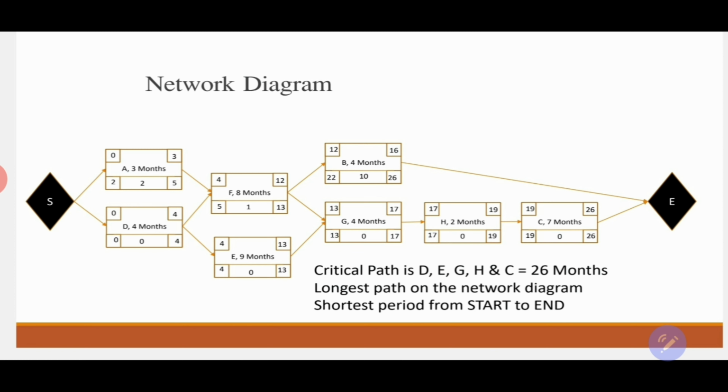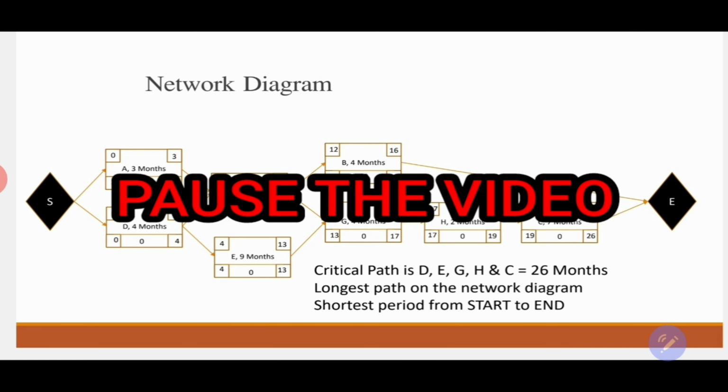Now what I need you to do is to pause the video and start completing your network diagram the way that we have explained it, and you will see the answer at the end of this video.